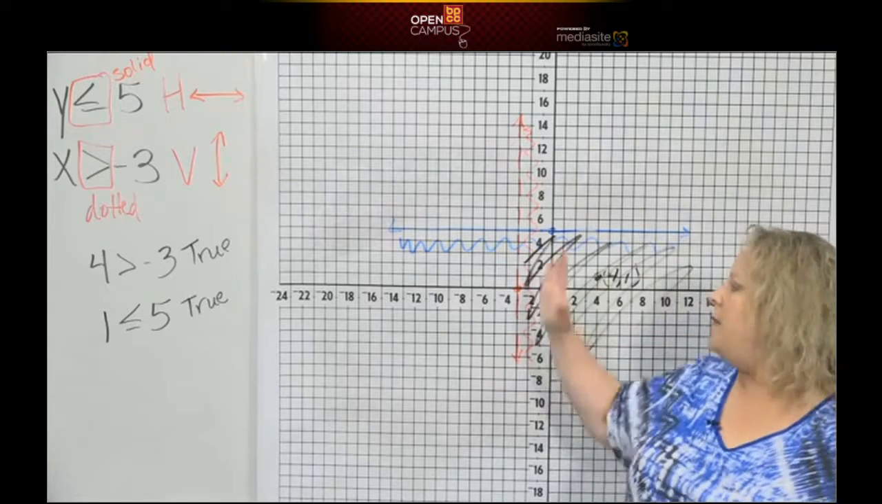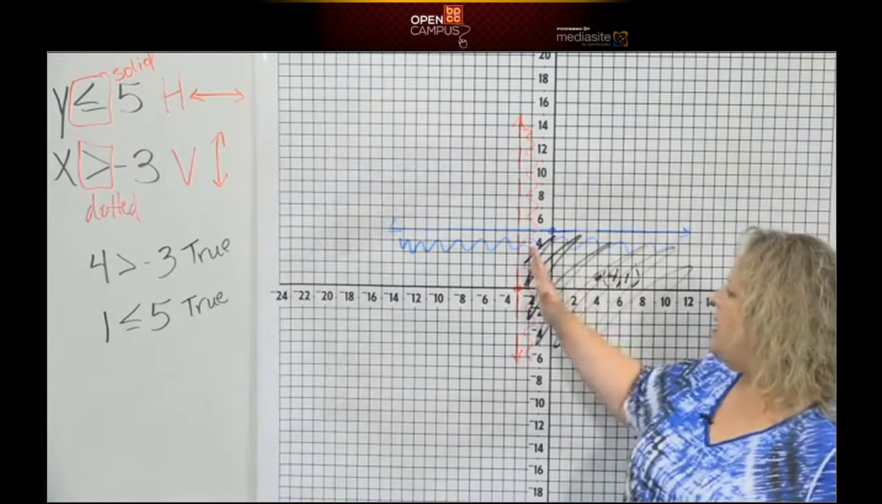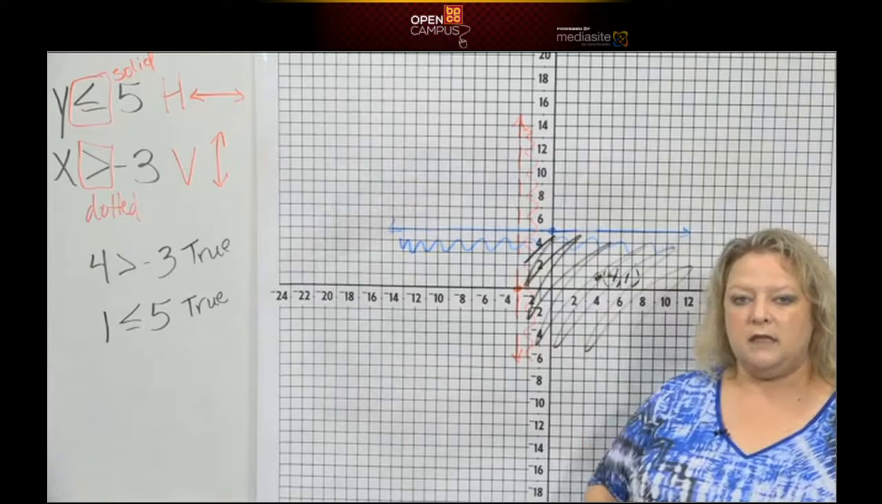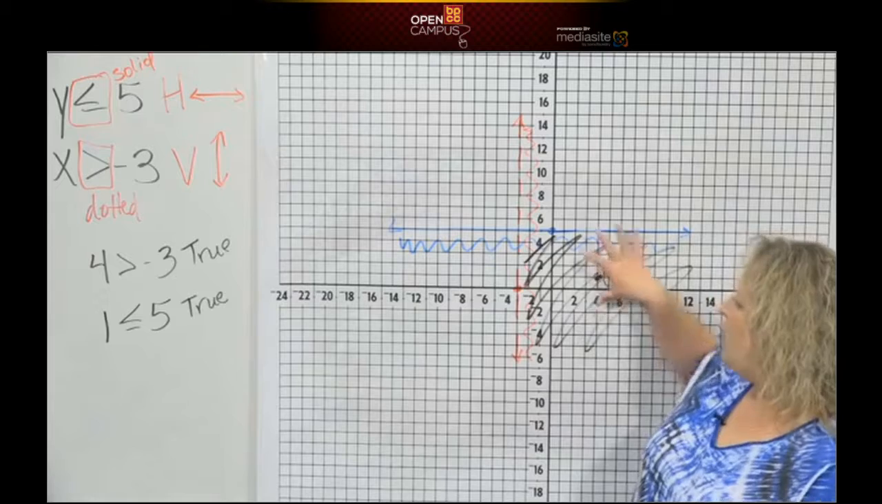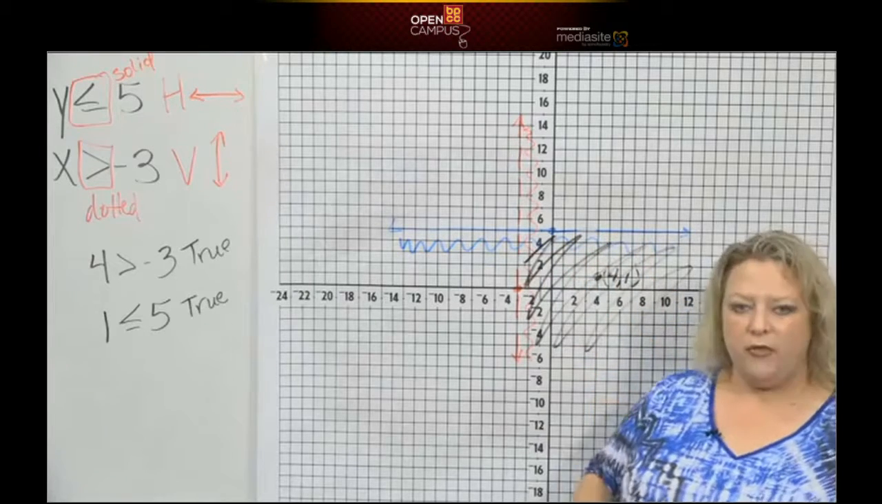At the same time, it's also greater than negative 3 on the x-axis. So that's what solving the solution to the system means. I want what is shaded by both.